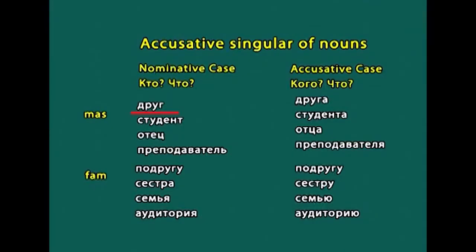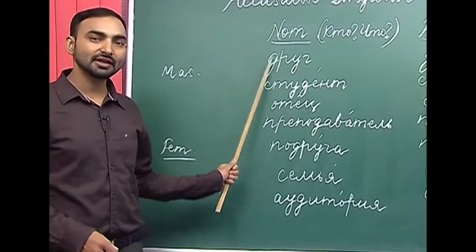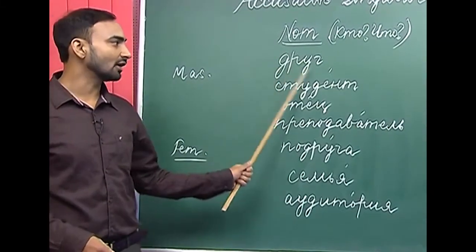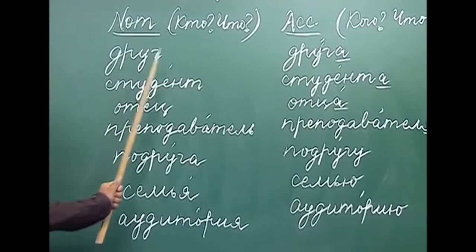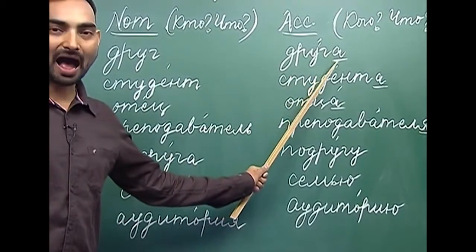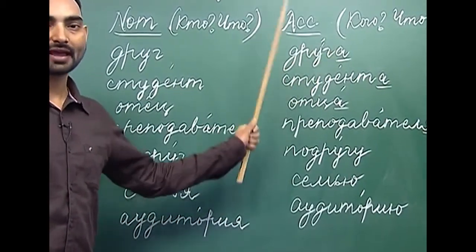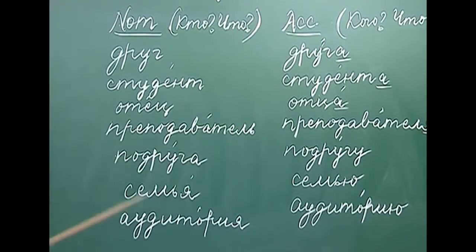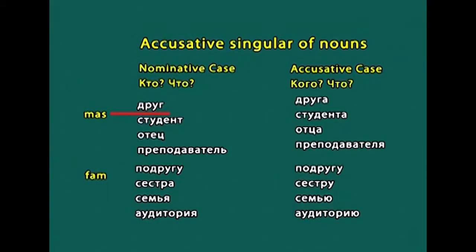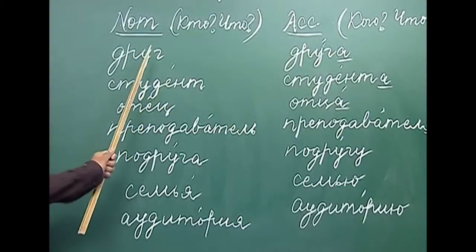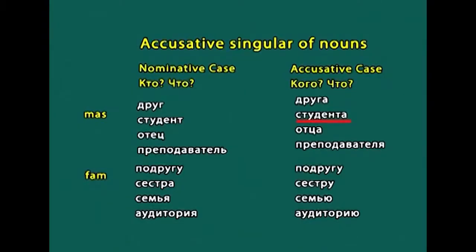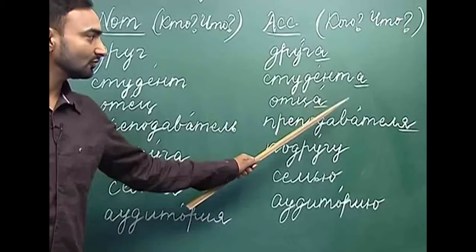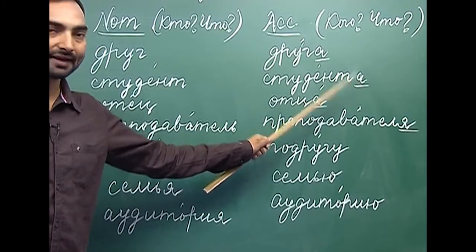So here друг is a masculine singular noun. Друг in the accusative case becomes друга. So what have we done? We have added this vowel а at the end to get its accusative case form. Similarly, студент, which is again a hard consonant ending masculine noun, has become студента. So again we have added а at the end.